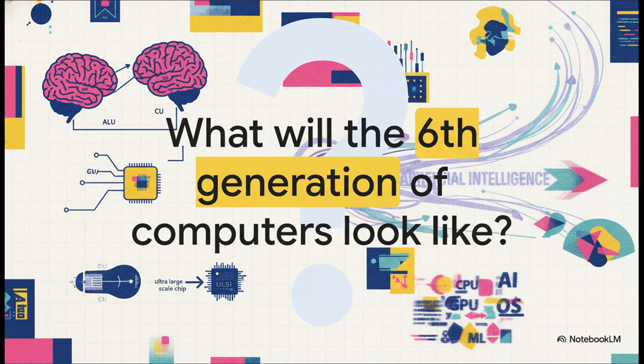But to wrap up our explainer, I want to leave you with a provocative thought as you continue to study. With artificial intelligence and machine learning completely driving our current 5th generation forward at lightning speed, what in the world do you think the 6th generation is going to look like? It's definitely something to think about.